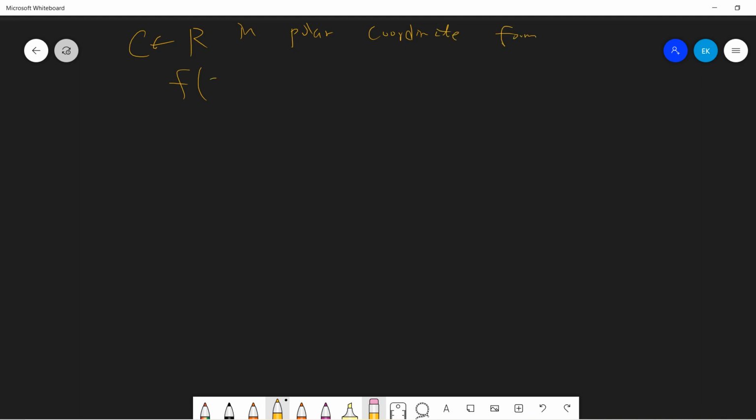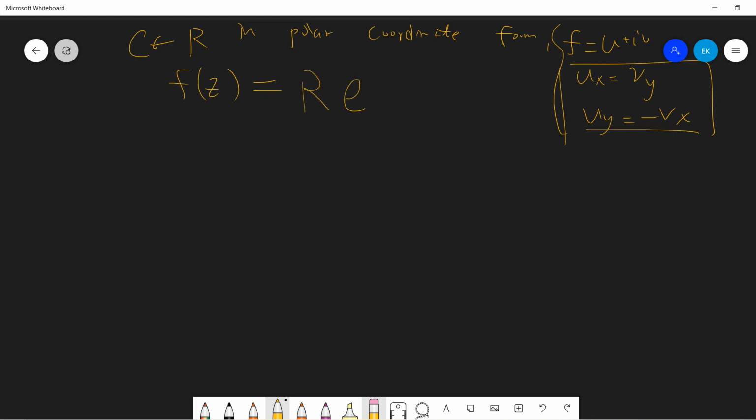Okay, so the proof will be very simple. For f of z, usually we write f as u plus iv, right? The Cauchy-Riemann equations in the standard textbook are in this form. Now we want to prove the Cauchy-Riemann equations in polar coordinates. So f of z is now basically capital R times e to the i capital Theta. And the proof is really simple.